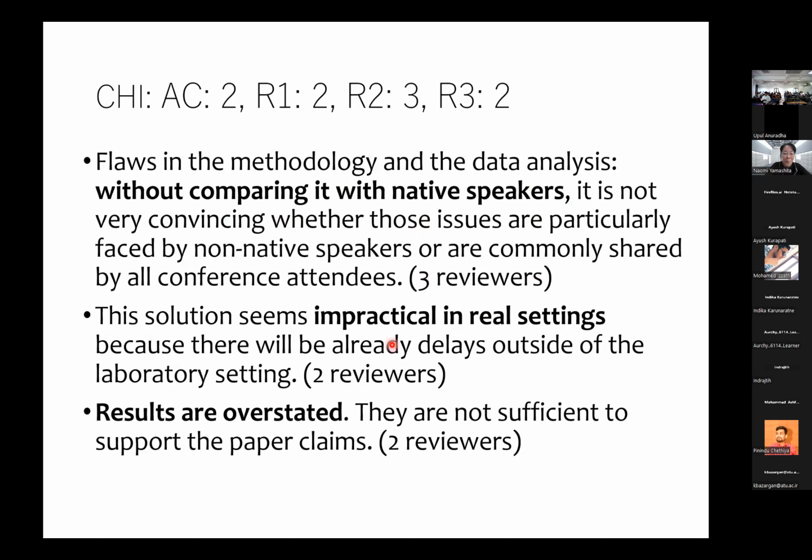And 2 reviewers said that this solution seems impractical in real settings because there will already be delays outside of the laboratory setting, which makes sense. Also, 2 reviewers said that results are overstated. Yes, I overstated. They are not sufficient to support the paper's claims. So, out of this, how did I change the paper to get it accepted, right?